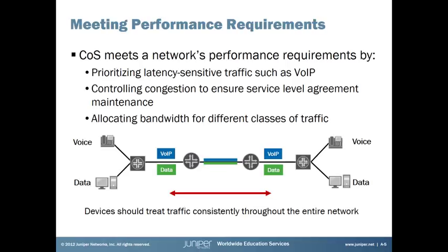Allocating bandwidth for different classes of traffic. So we can say that voice traffic has a certain bandwidth allocation. Data traffic has a certain bandwidth allocation. And we can just make sure that we always allocate that amount of bandwidth.